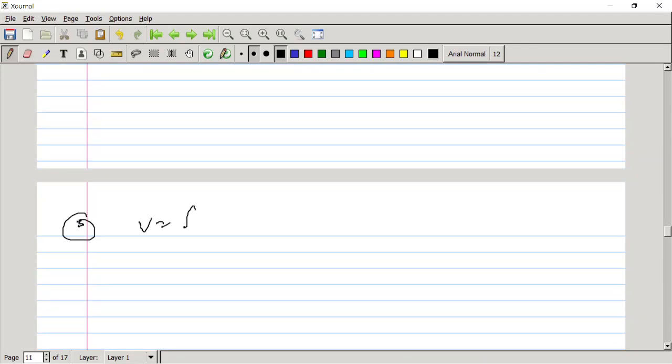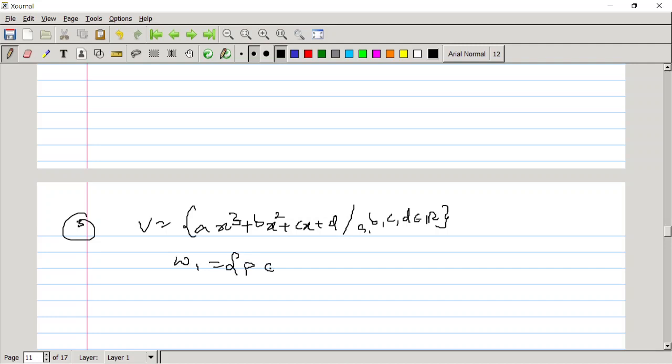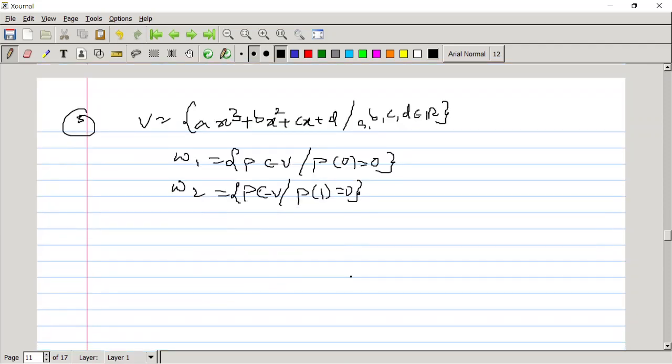So given V equal to ax cube plus bx square plus cx plus d, such that a, b, c, d belong to R, and W1 equal to P belongs to V, where P is a polynomial, P of 0 equal to 0, and W2 equal to P belongs to V such that P of 1 has to be equal to 0. Now it is asked the dimension of W1 intersection W2.